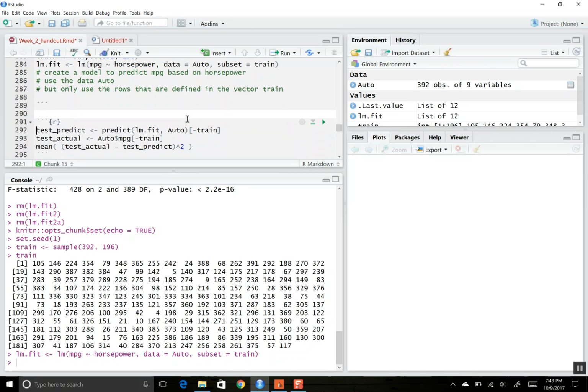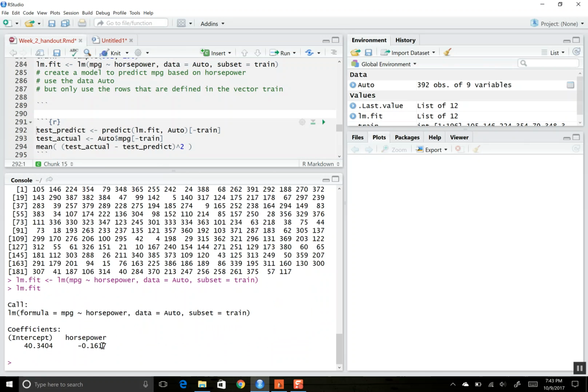So we do that, and now we can take a look at this fit. We can say lm.fit, and we can see this is kind of the estimates that it has produced. That's the intercept, and that's the slope. And what we can do is we can use this to make predictions, okay? And so R has a function called predict. What you give it is the model that you just produced, and then the data that you want to have it make predictions for, okay?